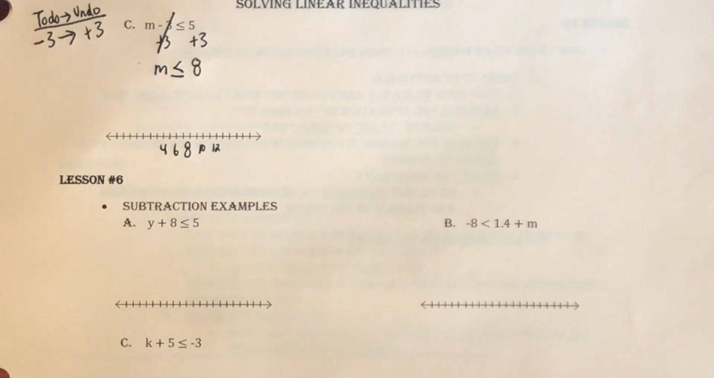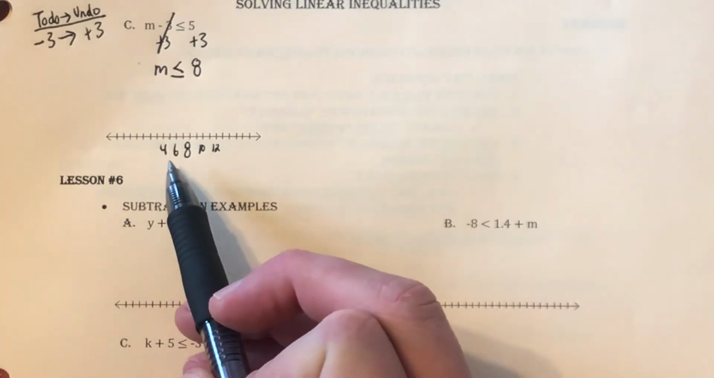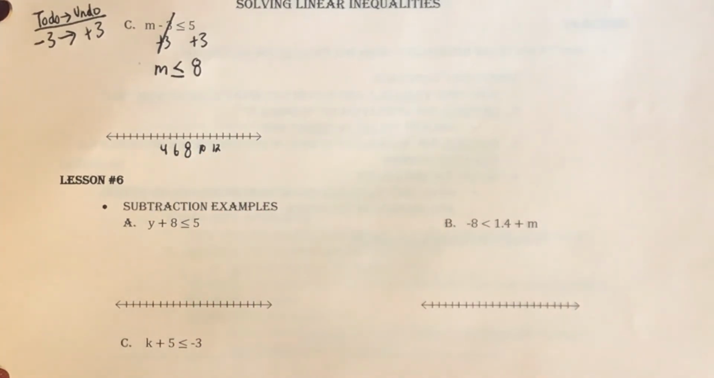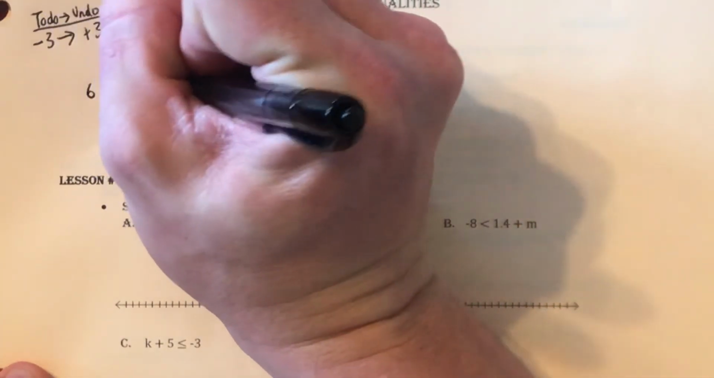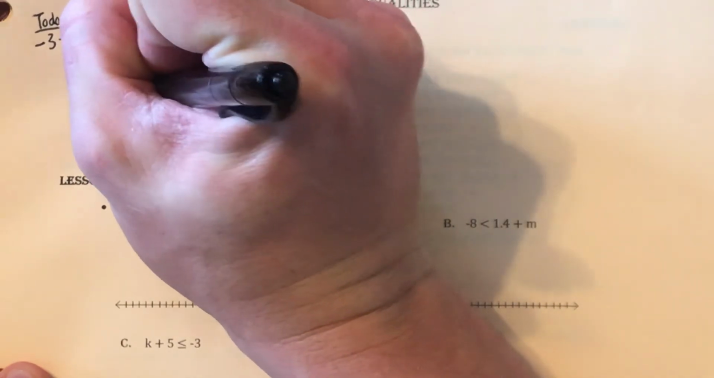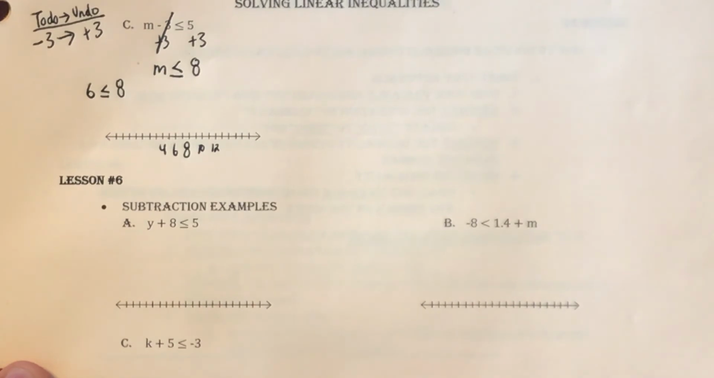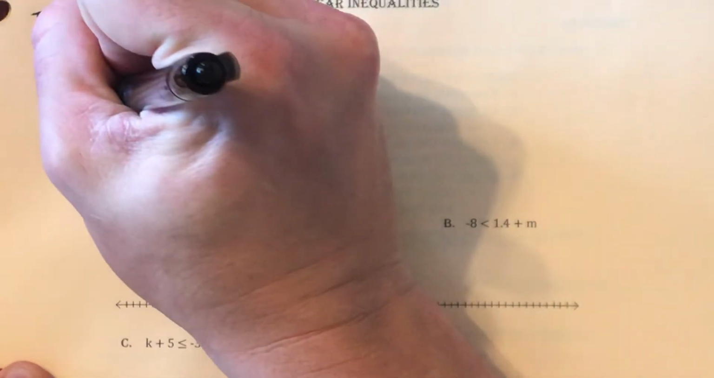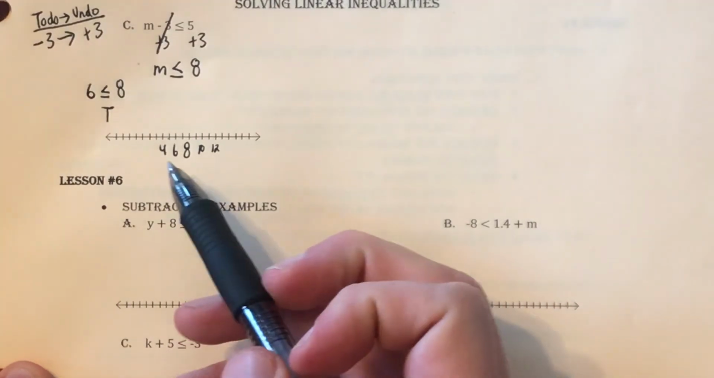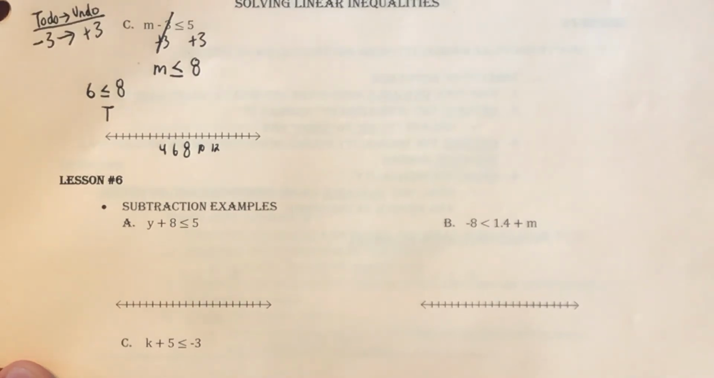So the next thing we need to do is pick a number to the left of 8 and a number to the right and plug them in to see which one is true. So I'm going to choose the number 6 and plug that in. So 6 instead of m is less than or equal to 8. Well, 6 is not equal to 8 obviously, but it is less than 8. So that makes this side true, which should mean everything moving to the left of 8 is true.